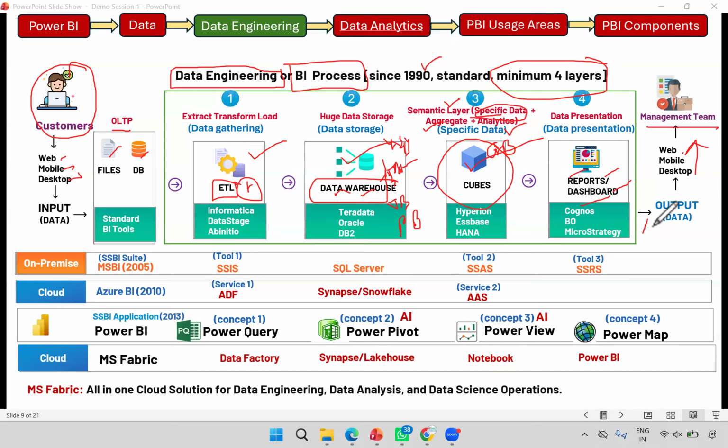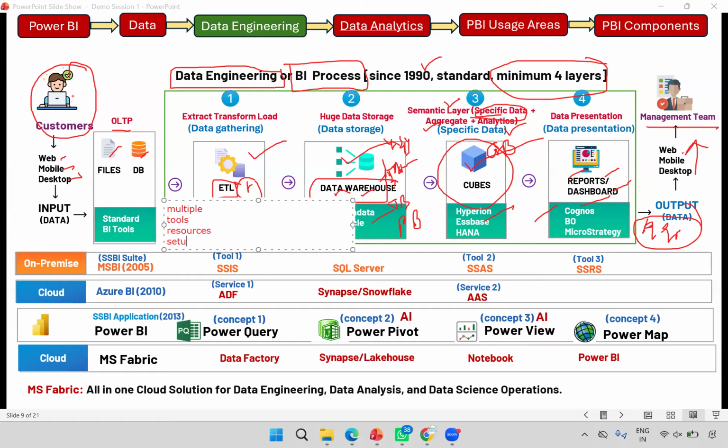In the 90s, if people wanted to do this, they needed to purchase one ETL tool, one storage like Teradata, Oracle, DB2 storage, one analytical tool, one reporting tool required. In the 90s, if people wanted to do this end-to-end process, multiple tools were required. I'm writing here, multiple tools. Multiple resources they needed to recruit, multiple setups they had to maintain in the 90s. Very complex and costly.